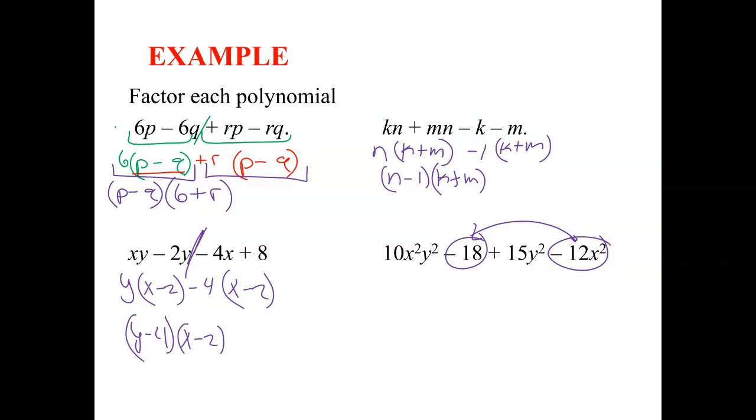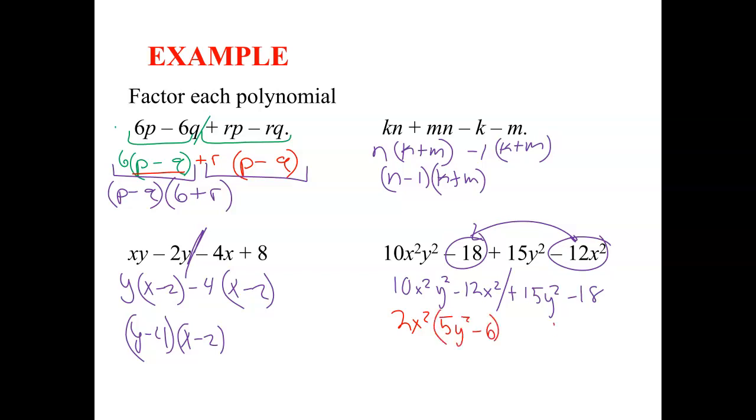But what you need to do is one of these two terms has to be paired with the 10x squared y squared. Okay? So I'm just going to swap those two. 10x squared y squared minus 12x squared plus 15y squared minus 18. And then I'm going to do my group. Now what's my new GCF for the left side? 2x squared. Leaves me with 5y squared minus 6.